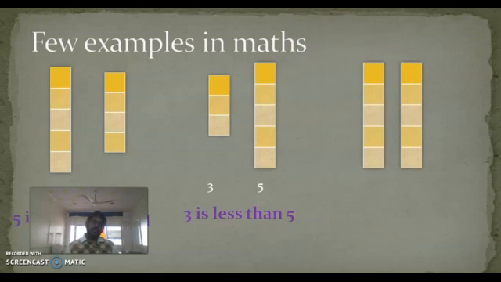Taking one more group, count: 1, 2, 3, 4, 5. 5 boxes. And another 1, 2, 3, 4, 5. 5 boxes. Now what will you write? You will write 5 is same as 5, or 5 is equal to 5. Both are the same, so we use the word equal or same. These are the examples.